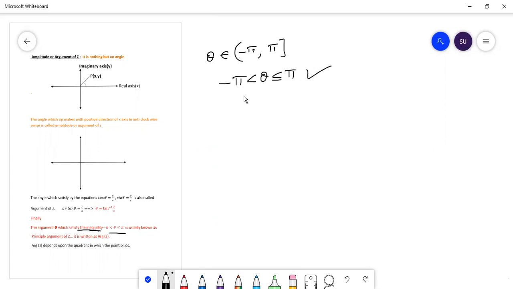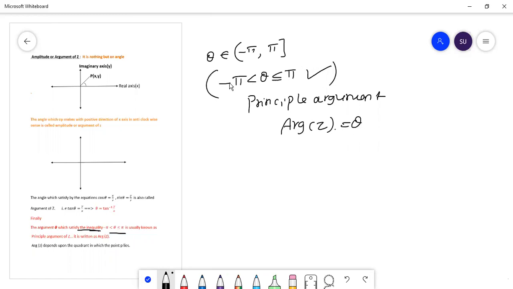Such theta is called the principal argument, which is also simply known as the argument of a complex number, argument of z. This theta must lie between what? Minus pi less than theta less than or equal to pi, but this minus pi is not included. Why have we taken minus pi to pi?